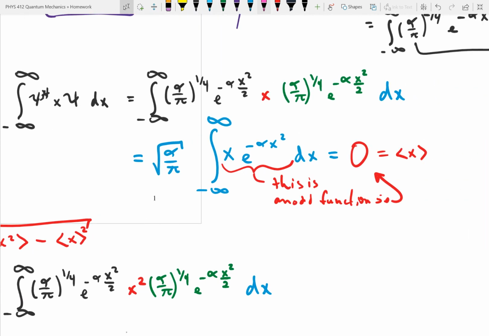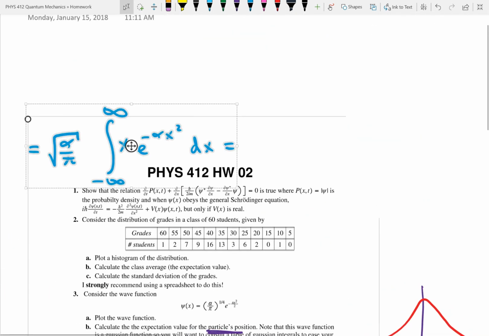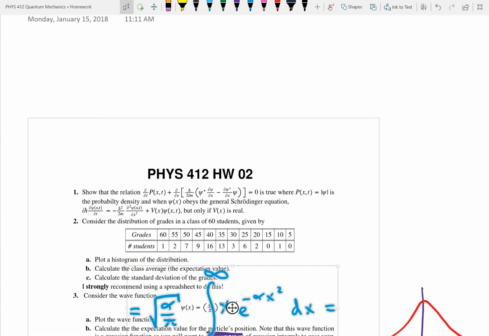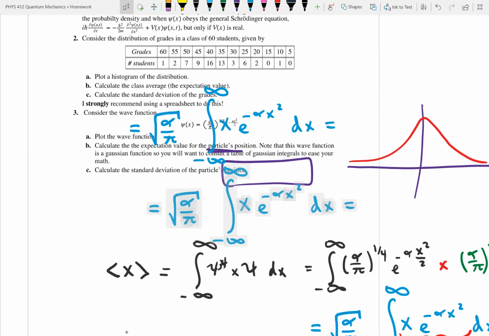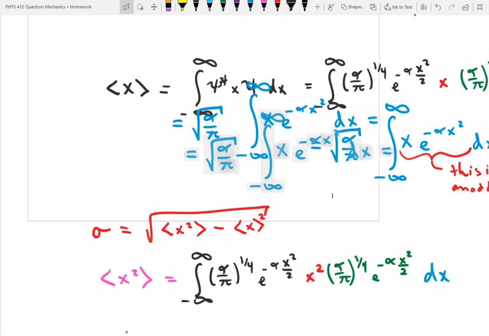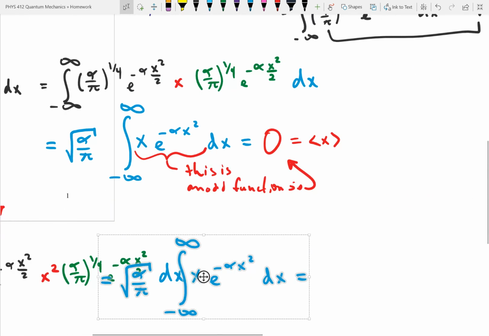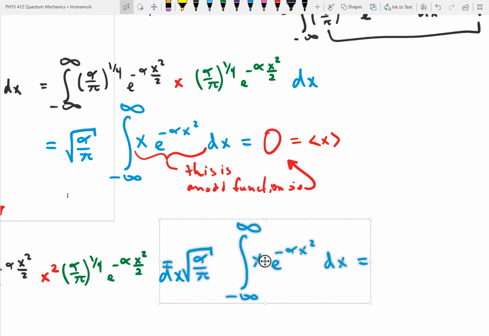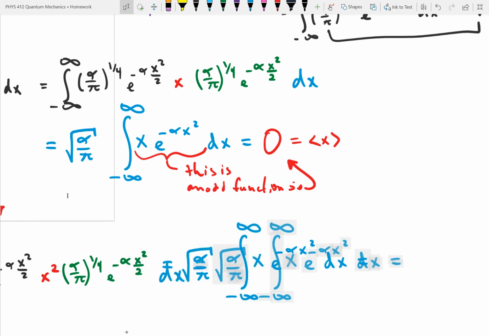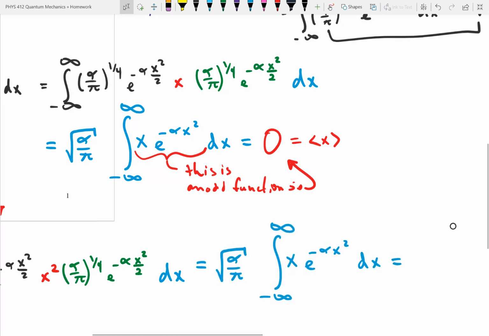The only thing that has changed is that this is an x squared. And so that means it's going to be equal to, might as well do this again. Perfect. That's exactly where I wanted it, don't you know? Whoops. There we go.